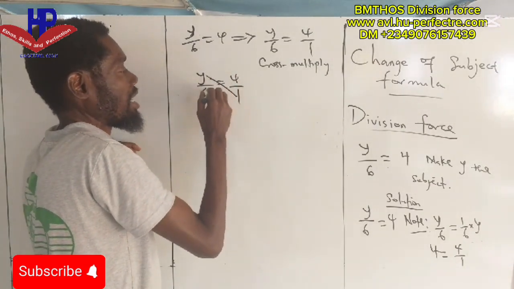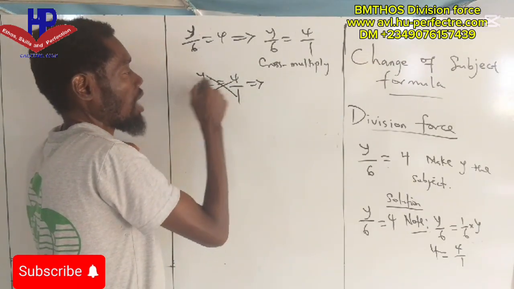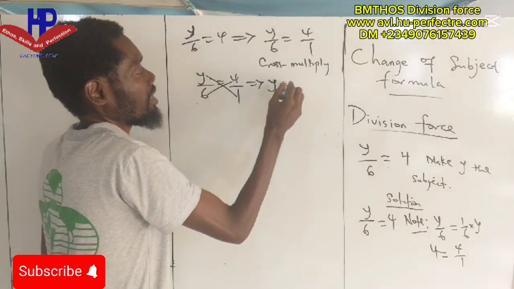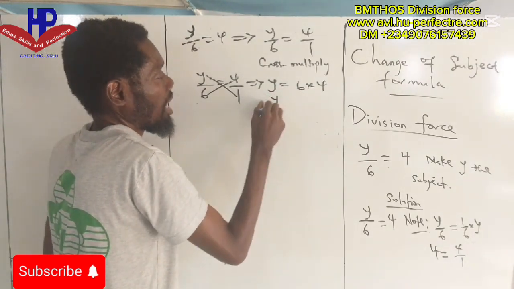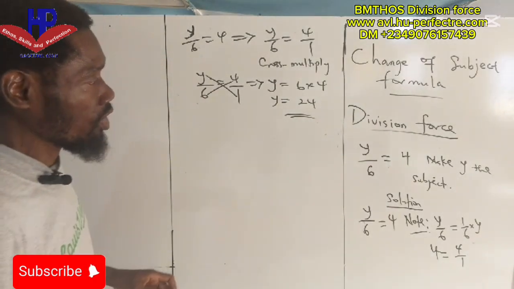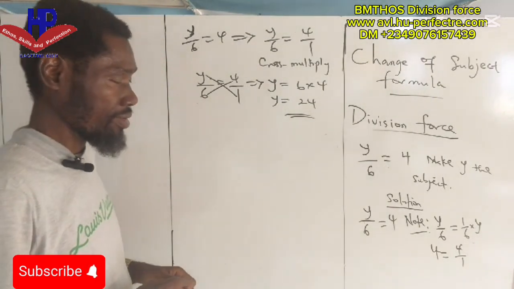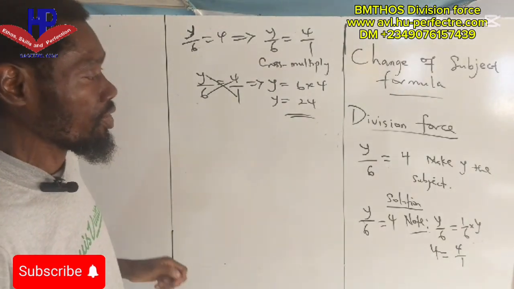If you do that, Y over 6 is equal to 4 over 1. 1 multiplies Y and 6 multiplies 4. So that will be 1 times Y is equal to 6 times 4. So Y is equal to 24. We'll be able to make Y the subject of the relation here. It's simple. Let's try letters too.